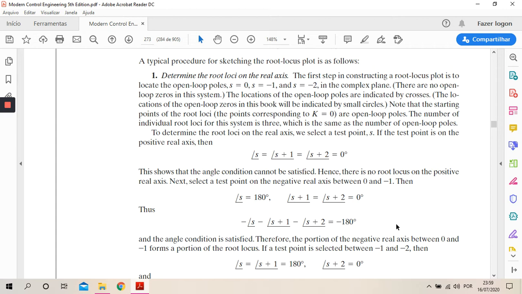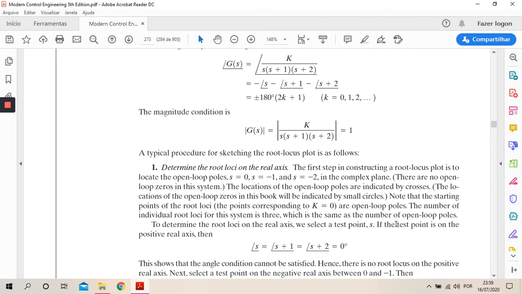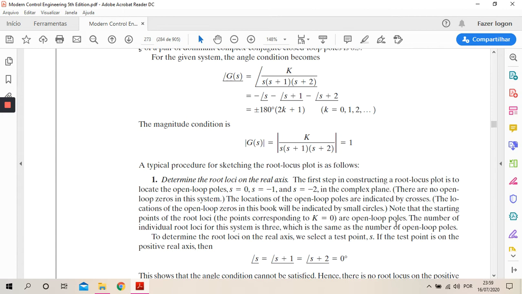The first step in constructing a root locus plot is to locate the open loop poles s equal to 0, s equal to negative 1, and s equal to negative 2 in the complex plane. Okay, how do we know that? How do we know that the poles are s equal to 0, s equal to negative 1, s equal to negative 2? We see here in the denominator that we have s multiplying (s plus 1) and (s plus 2).